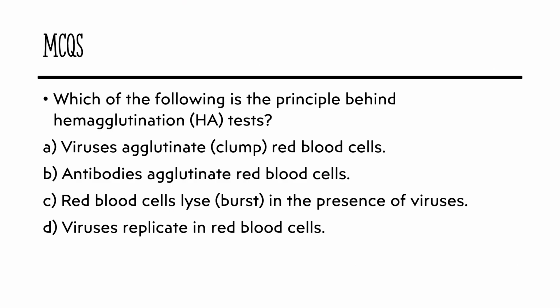Which of the following is the principle behind hemagglutination tests? A. Viruses agglutinate, clump, red blood cells. B. Antibodies agglutinate the red blood cells. C. Red blood cells lyse, burst, in the presence of viruses. Or D. Viruses replicate in red blood cells. Answer is A. Viruses agglutinate, clump, red blood cells.